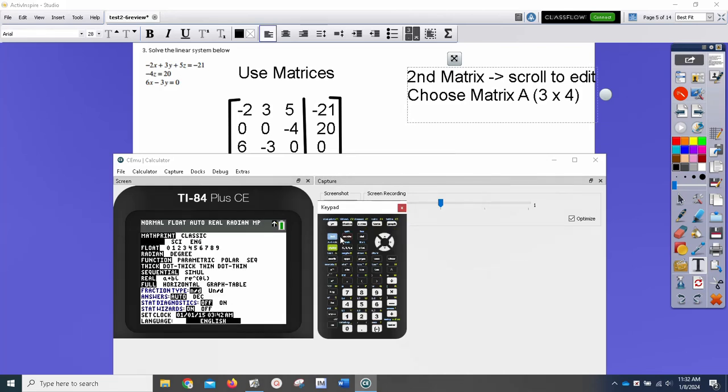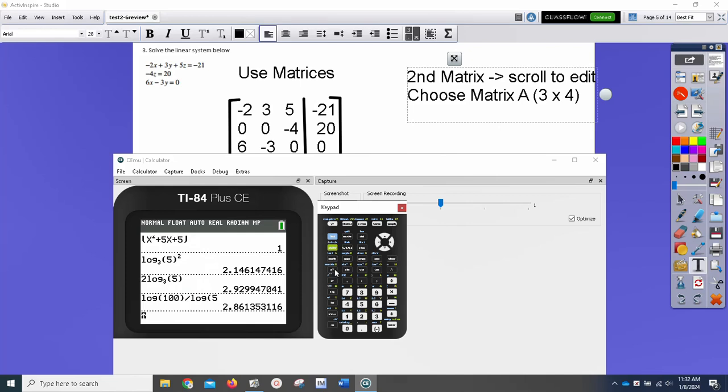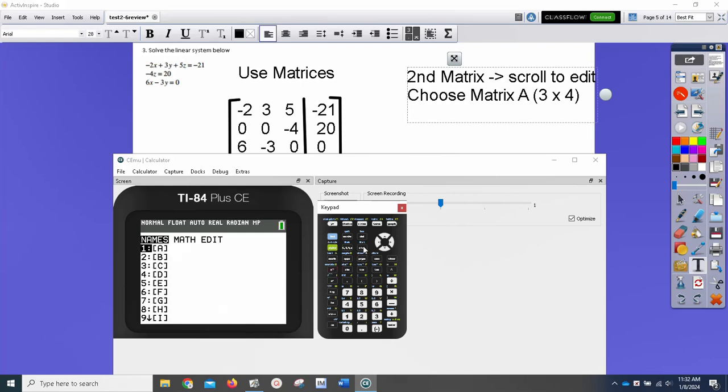Again, the keypad steps on this were second matrix, scroll to edit, choose A. She is a 3 by 4. She has 3 rows. She has 4 columns. Then you just type the stuff in. And you ought to be able to keep up with me at home. I'm having to use my mouse cursor. I'm tired. Should have 0 issues keeping up with this.